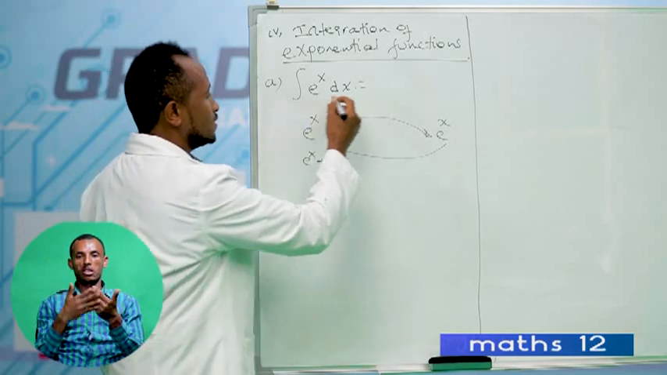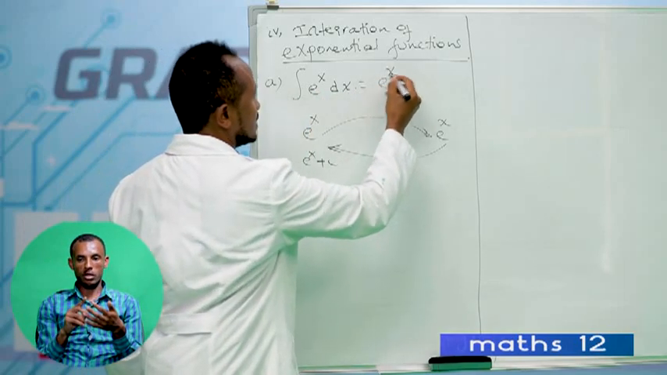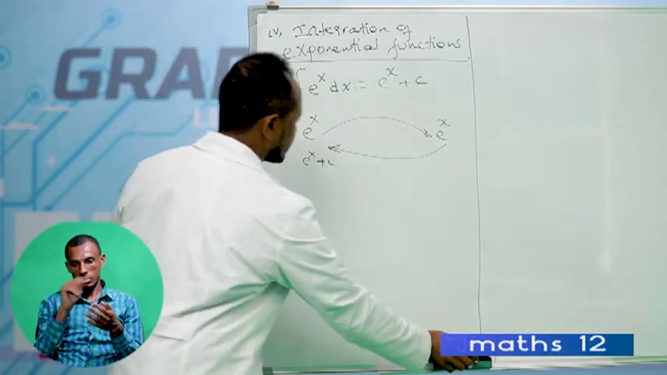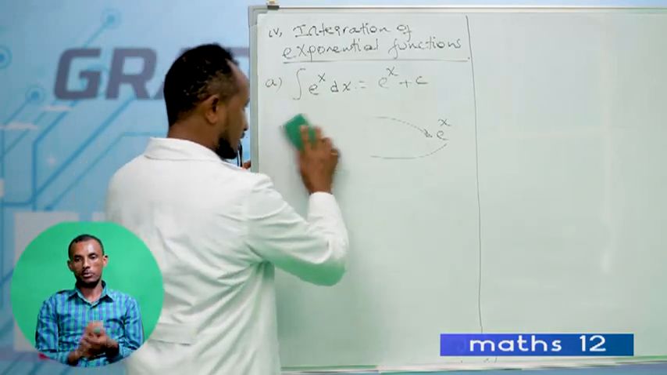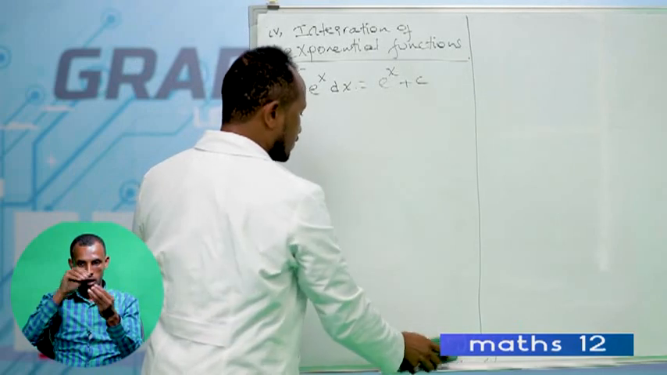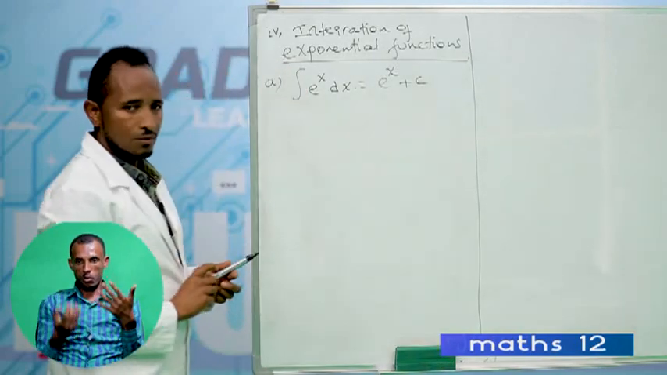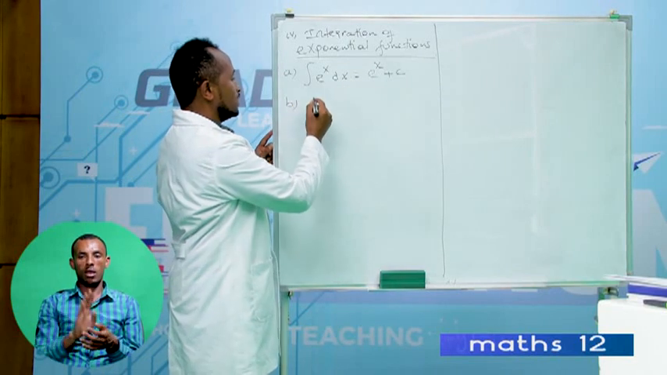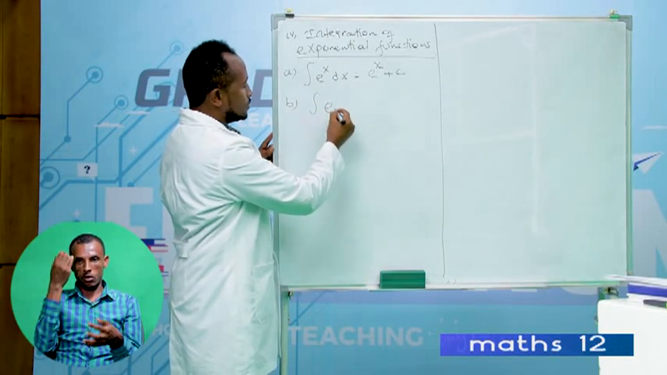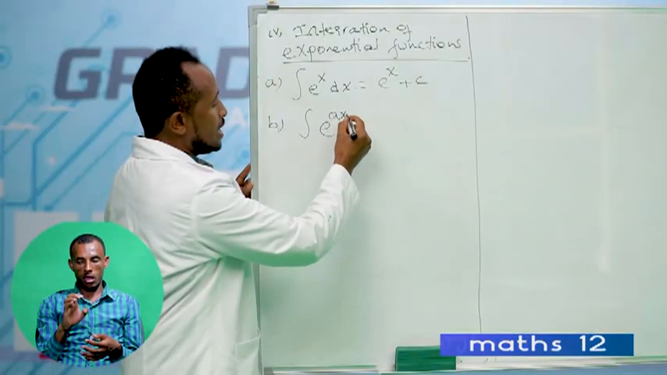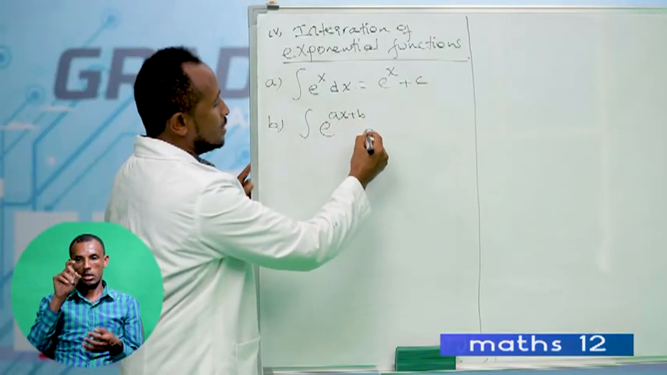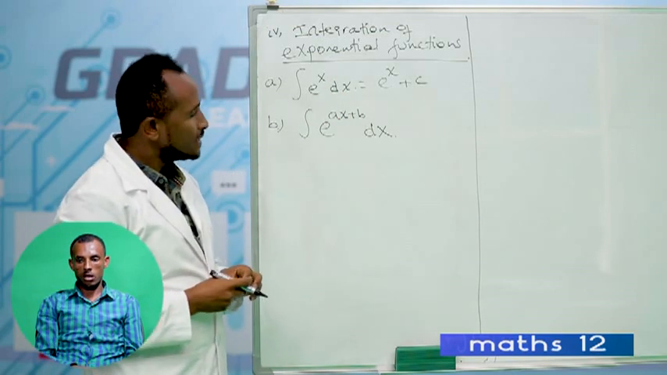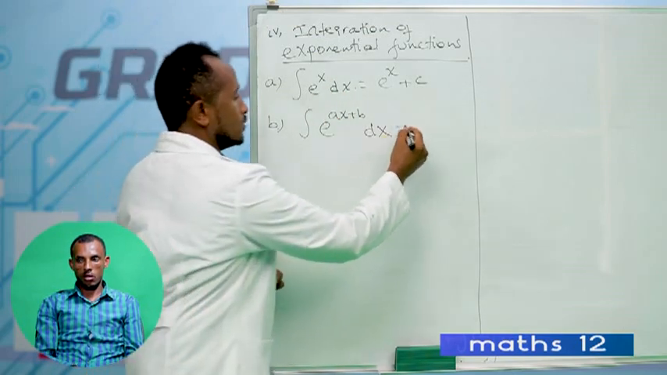So the integration of e raised to x dx is simply e raised to x itself, but we have the integration constant c. Now let's look at another form of integration of the exponential function: the integration of e raised to ax plus b dx. What will be the answer?